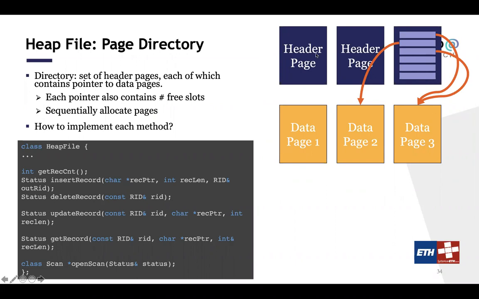Instead, I'm going to have a header page that contains a whole bunch of slots, right? And that's actually mapped to each page. Within this slot, I'm going to keep track of how many tuples I already inserted in this page. Whenever you want to insert a tuple, I can go through the page directory to say, page one is full, page two has one slot. I go to page two, insert a tuple, then I'm done.